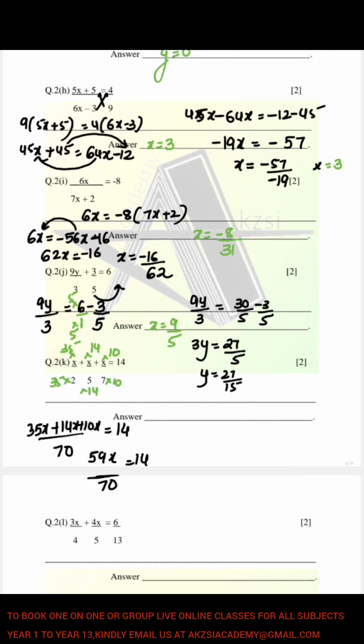Now cross multiplying, or multiplying both sides by 70, I will get 59x equals, I know it's a bit messy, 14 into 70. Now x equals 14 into 70 over 59, which is 980 divided by 59. So our final answer is x equals 980 over 59.